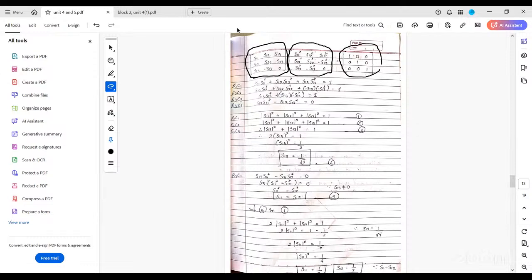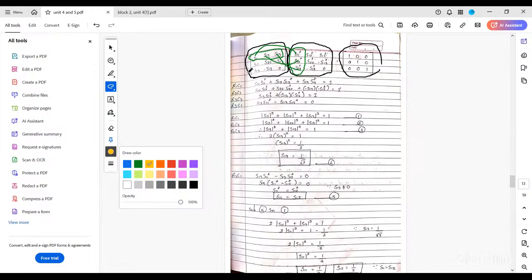After that, what do you have to do? Here, what is row 1? Row 1 is S11, S12, S13. This has to be multiplied with column 1. What is column 1? S11 star, S12 star, S13 star. Row 1 and column 1 are multiplied. See, S11 times S11 star is the first element, then the second element, then the third element. Multiplied, it is equal to 1.